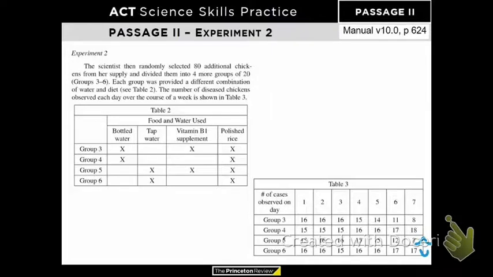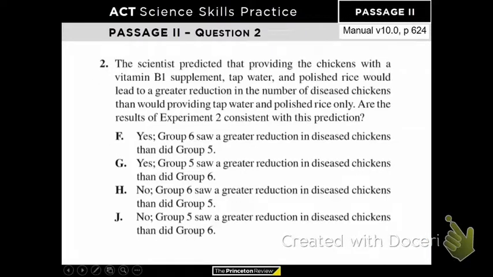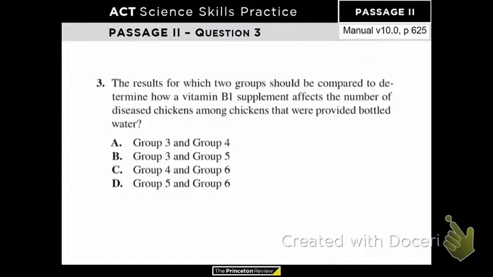And so if I, again, look at the question here, we're trying to see if giving all 3 led to a greater reduction in the number of chickens. And so the answer is yes, having all 3 did help. Okay. And if we look at the explanations why, it was because group 5 saw a greater reduction in diseased chickens than did group 6.